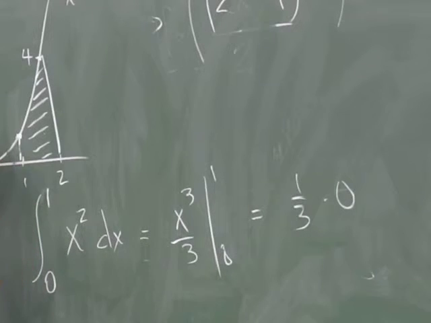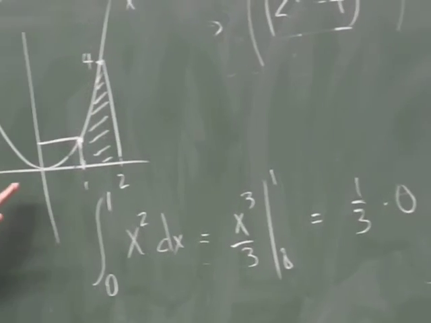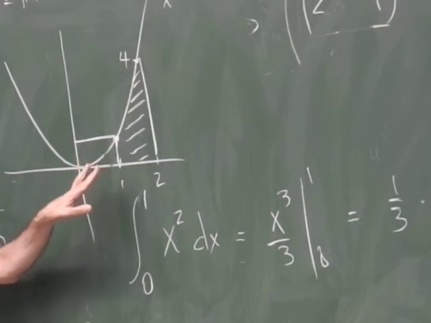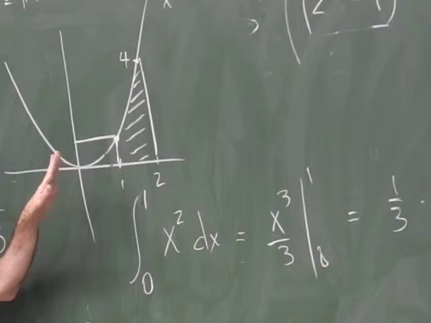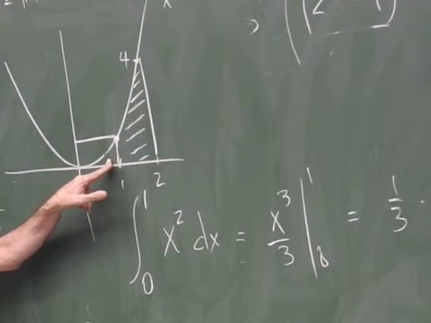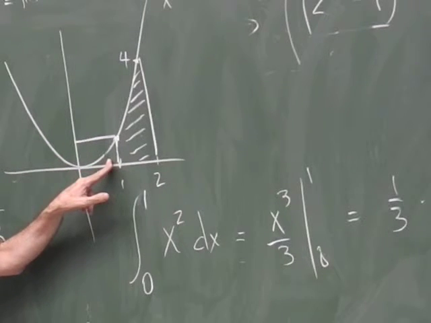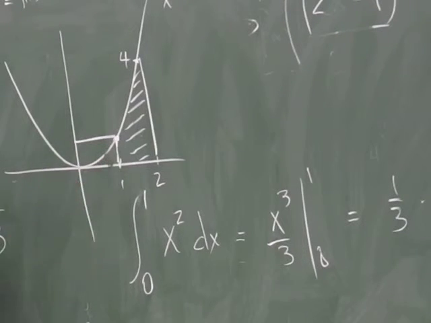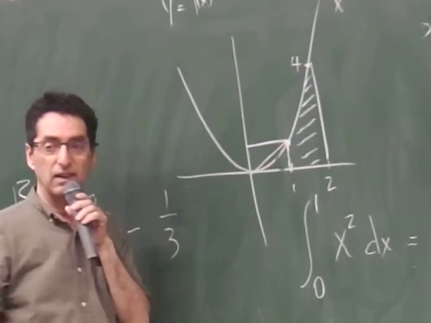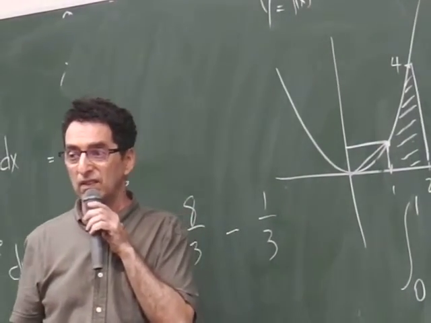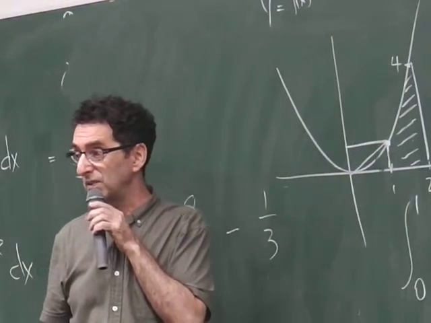Now, how about this rectangle? What's the area of that rectangle? What's this length? 1. What's this height? 1. What's the area of the rectangle? 1. What's the area of this region? It's less than 1, of course, right? It's in fact 1/3. Okay, it's also less than a half. A half would be there, right? So it's 1/3. That's the actual area.